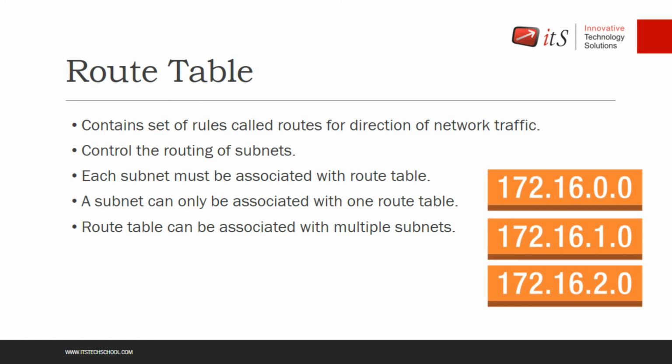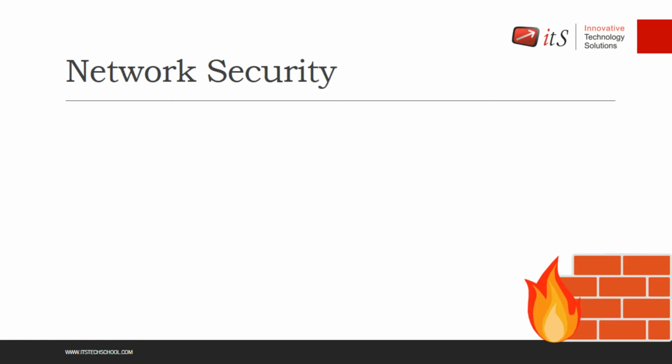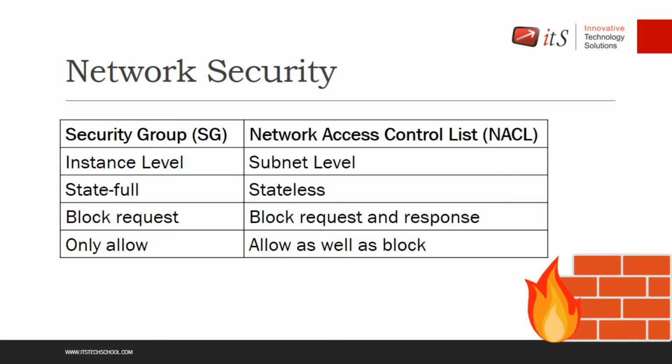Then network security. We had seen yesterday as well, we have two applications for network security. One is a security group, the other is a NACL, that's a network access control list. A security group is used for instance level security, and a NACL works for subnet level security. A security group is stateful, and a NACL is stateless.